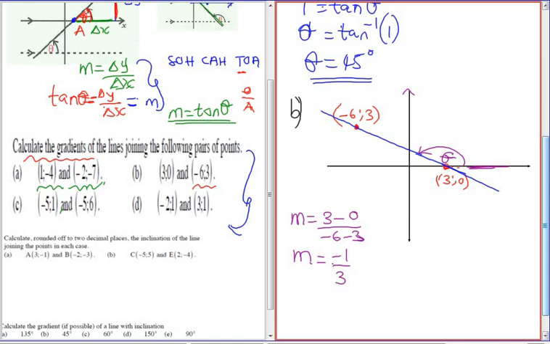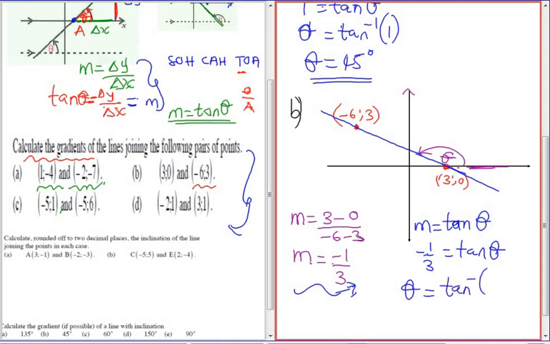You can see it is 3 over minus 9. Of course, you can simplify it to this. Well, using the relationship that we talked about, hope you're still here, the gradient we use is the gradient of that straight line. So it means you put negative 1/3 here is equal to tan theta. And like I said before, remember, this is when you press the second function on your calculators that you use to calculate the angle itself, isn't it?